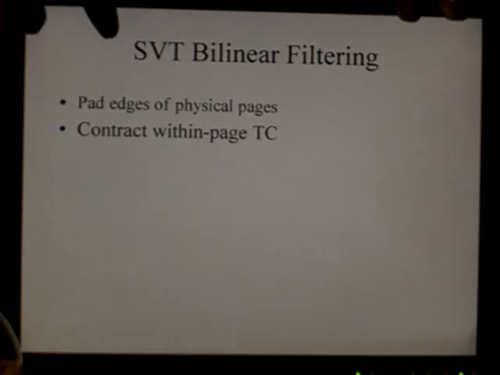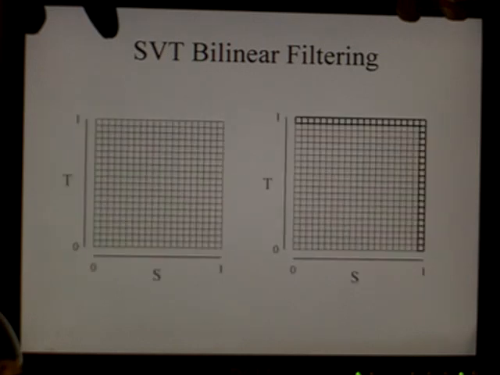Now to make this work, my effective physical page is slightly larger, and I need to deal with that because most of the math I presented is working directly on physical pages. Particularly the within-page texture coordinate: what I used to have is the thing on the left, and the thing on the right is the natural implementation at this point.